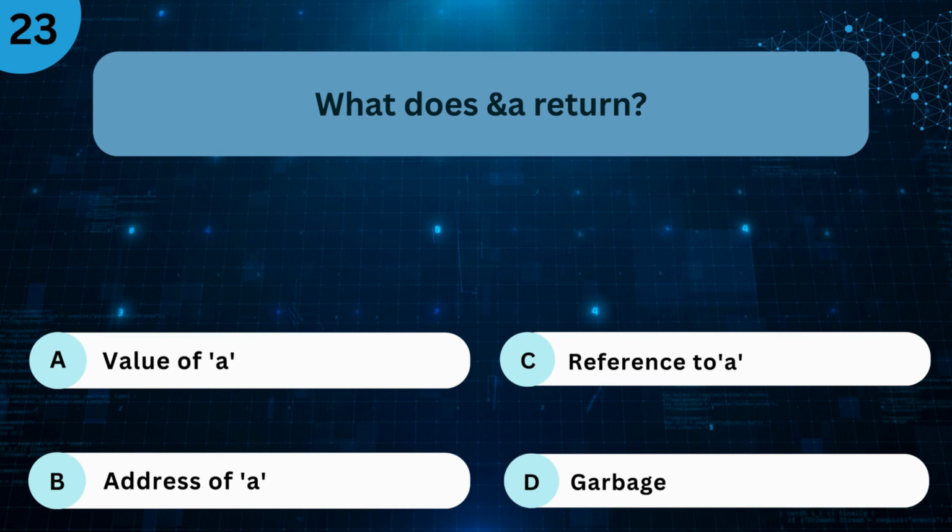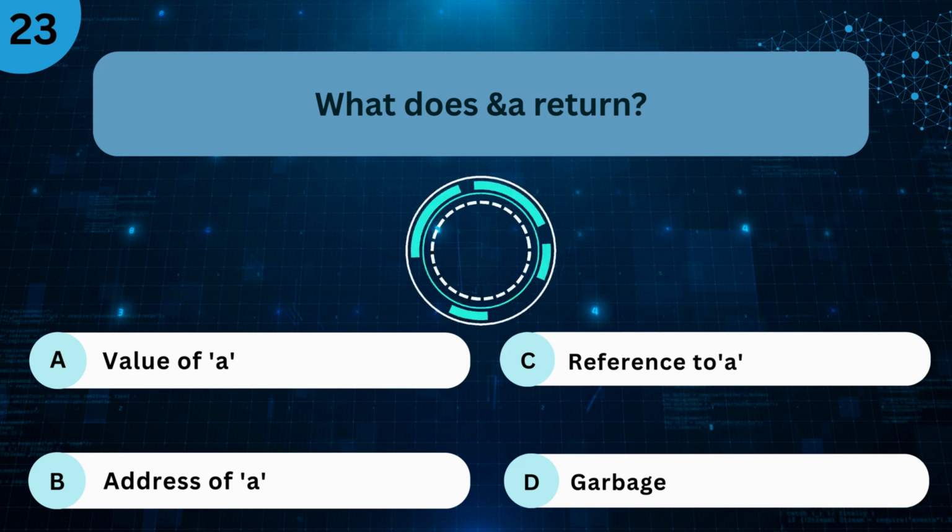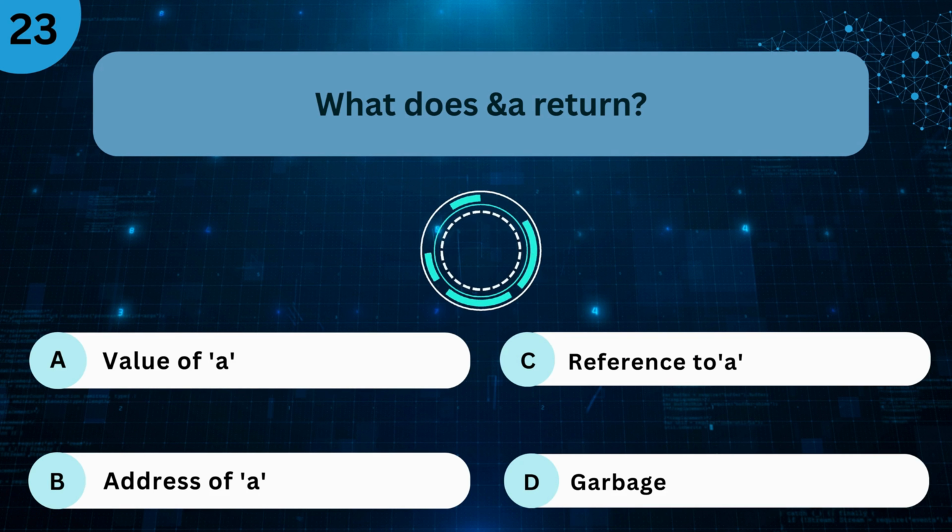What does &a return? A. Value of a, B. Address of a, C. Reference to a, D. Garbage. The right answer is B.